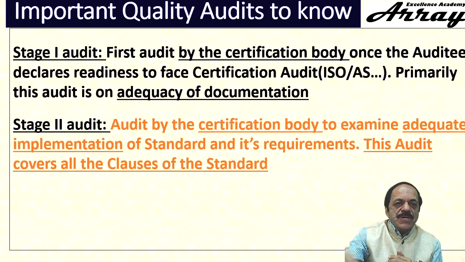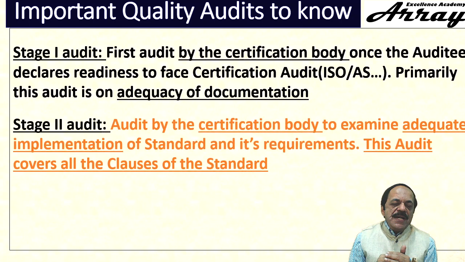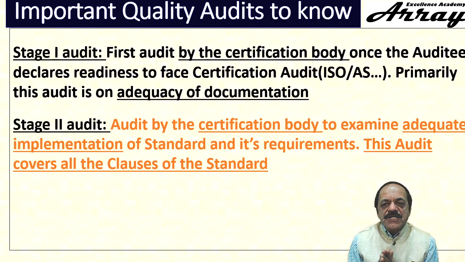Now after you complete the stage 1 audit and close all the non-conformances, again you may have to request the certification body to come and do the audit, which is called the stage 2 audit. Even now you have not been certified. This is an audit by the certification body to examine adequate implementation.